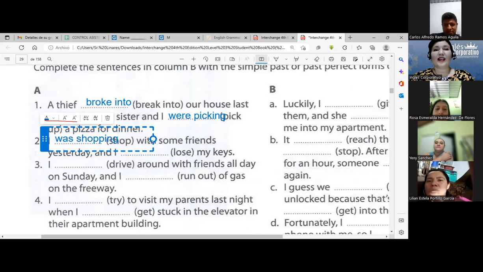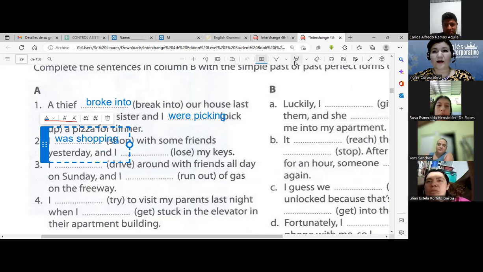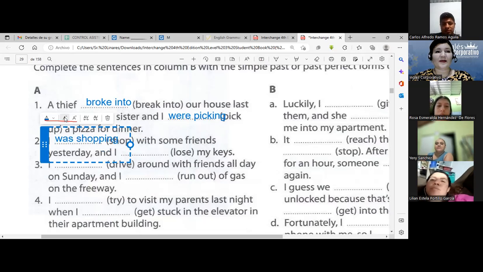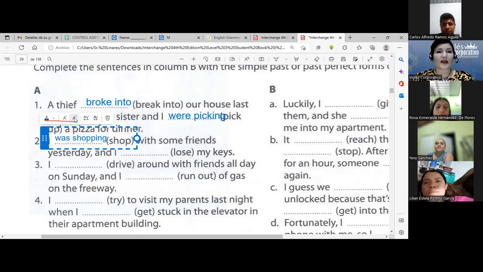I was shopping. Let me make this one smaller. I think I can make the letter smaller. I don't remember where, but I think I can do it. Okay, let me see. It's here. This is bigger. There we go.